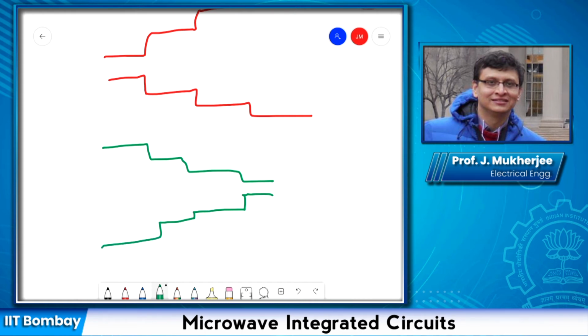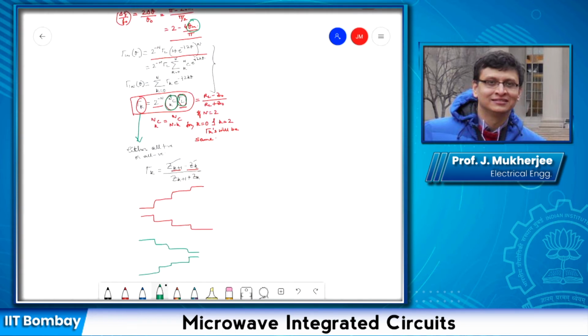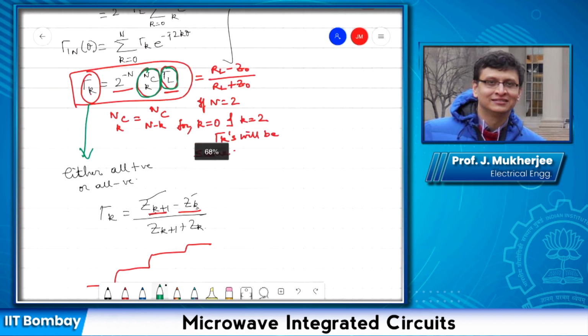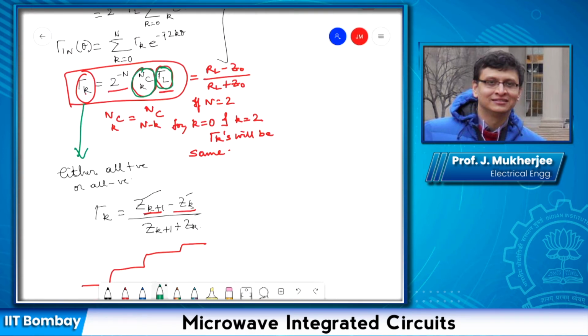Now this, when we discuss Chebyshev, will not be the case. So for binomial, these are the two properties. First of all, the gamma k's are symmetric and Zk's are either uniformly increasing or uniformly decreasing. Now, these are nice equations where we have found the expression for gamma k's in terms of gamma L and k, but we still have not found the values of the Zk.